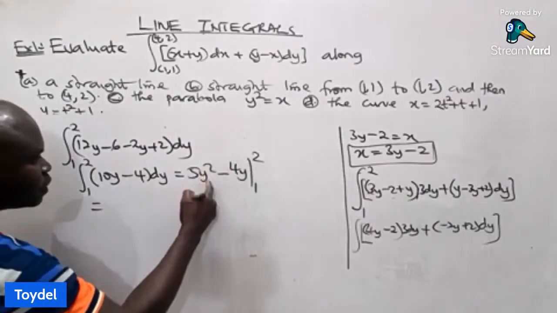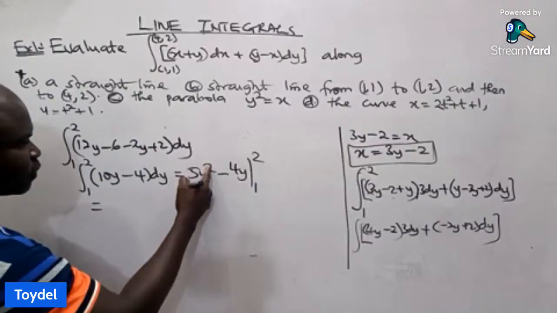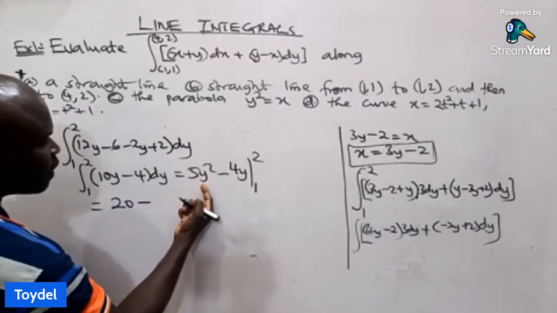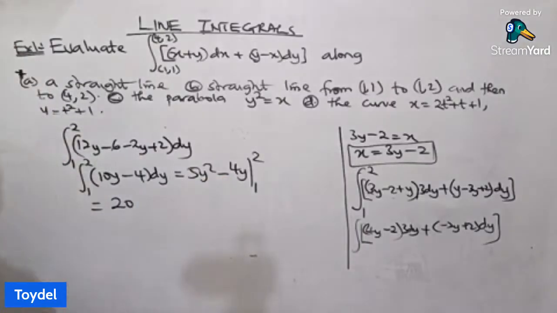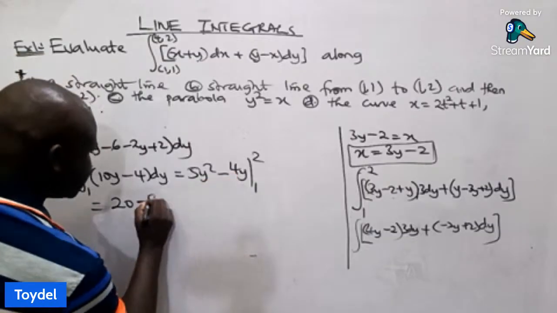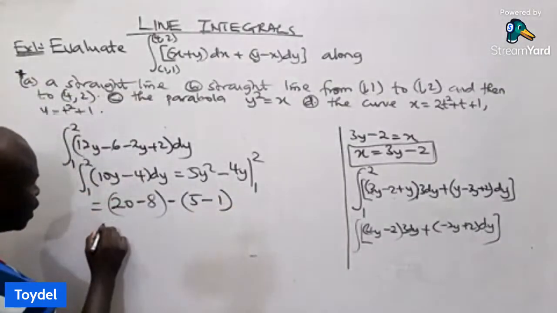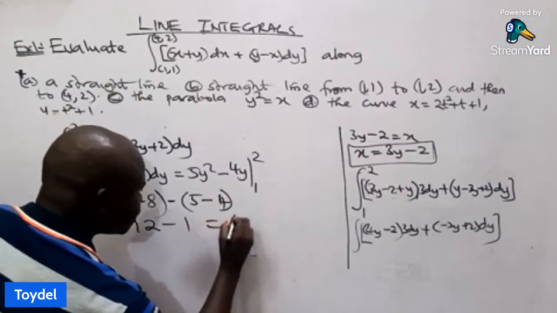Then we substitute for the value of y. When y is equal to 2, y squared is 4, 4 times 5 will be 20, minus 8. Then we substitute for the other one, when y is equal to 1: minus into bracket 5 minus 4. Then here I'm going to have 12 minus 1. The answer will be 11.